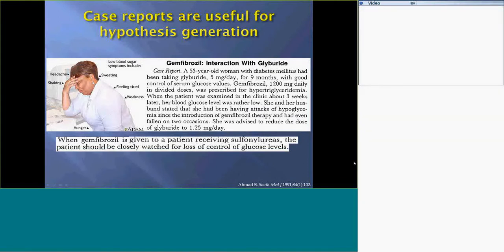So here's a case report that was published in 1991 by Ahmad about a 53-year-old woman with diabetes who had been taking a sulfonylurea, glyburide, for 9 months and everything was going well. She was then prescribed gemfibrozil for her high triglycerides and seen 3 weeks later in clinic. Her blood glucose was low and her husband had told the physician that she had been having attacks of hypoglycemia since gemfibrozil was started and had even fallen. So the author of this case report stated that when gemfibrozil is given to a patient receiving a sulfonylurea, patients should be watched closely for loss of glucose control.